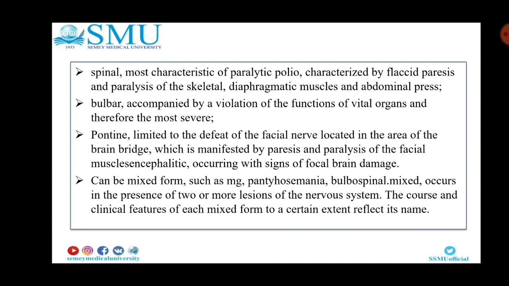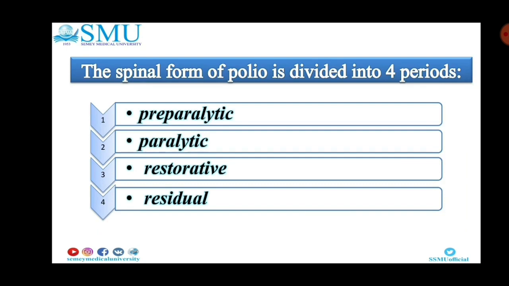The pontine form is limited to the defeat of the facial nerve located in the rear of the brain bridge, which is manifested by paresis or paralysis of the facial muscles. The encephalitic form occurs with signs of focal brain damage. The spinal form of polio is divided into four periods: pre-paralytic, paralytic, restorative, and residual.